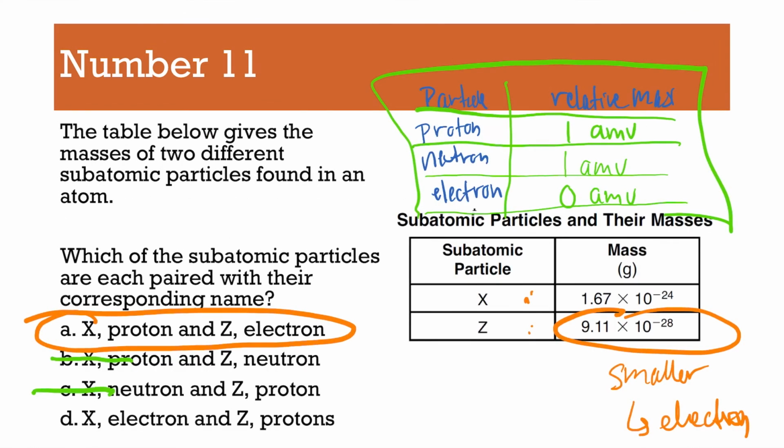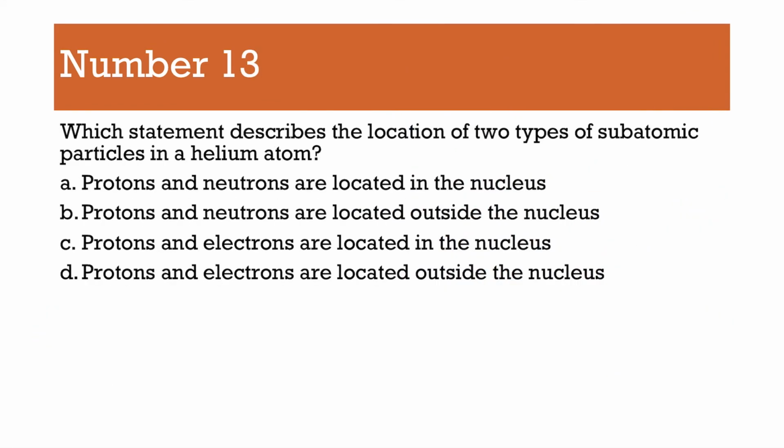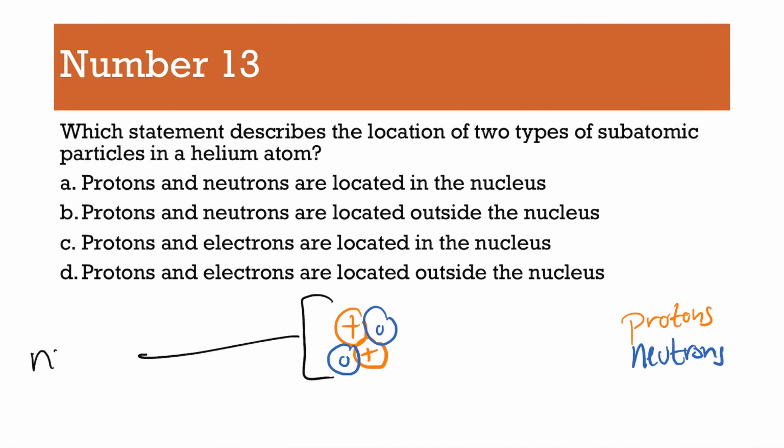Okay, number 13 says, which statement describes the location of two types of subatomic particles in a helium atom? So here you should just, before we even look at the answers, let's draw a picture of an atom. So we have positive things, which are your protons. We have neutral things, which are neutrons. And together, your protons and neutrons form the nucleus.